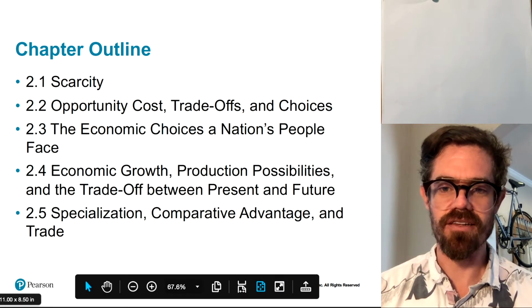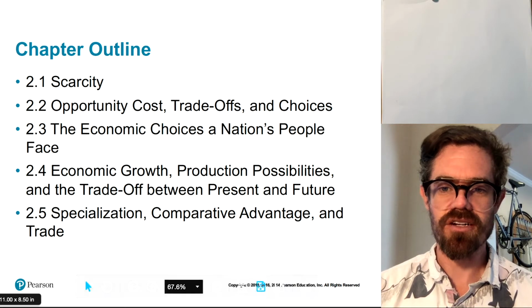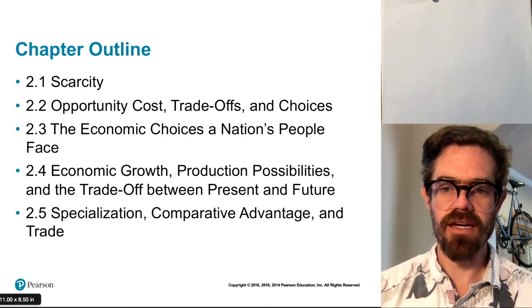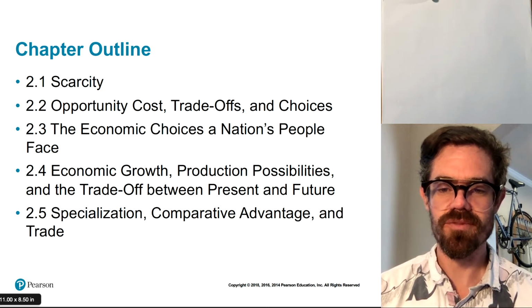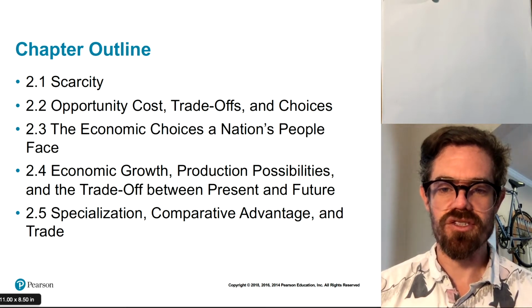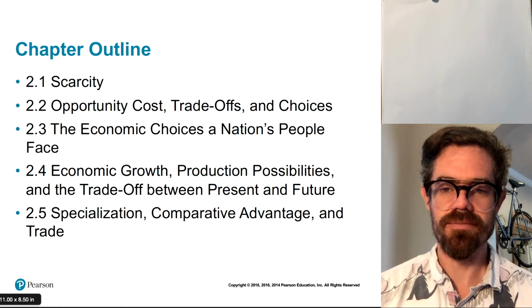All right, so there's the outline there. Scarcity, opportunity cost, trade-offs and choices, the economic choices a nation's people face, economic growth, production possibilities, and the trade-off between present and future. So that's the trade-off between consumption goods and capital goods. And then talking about comparative advantage, specialization, and trade.